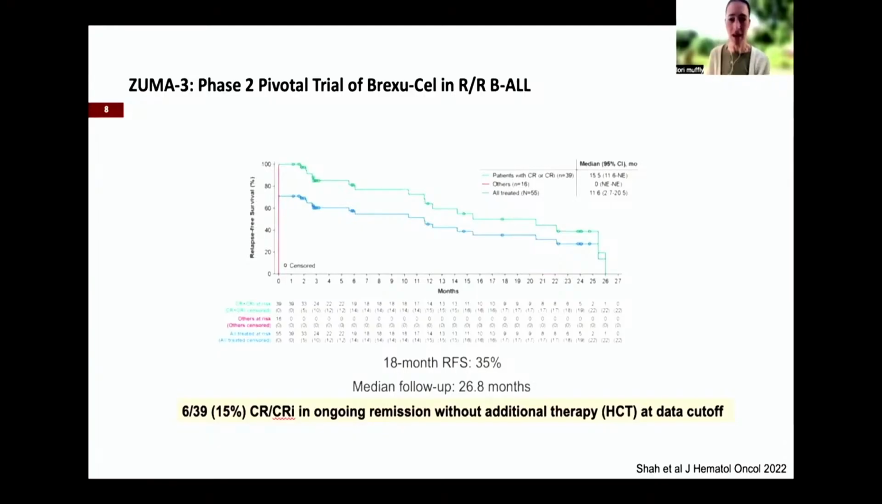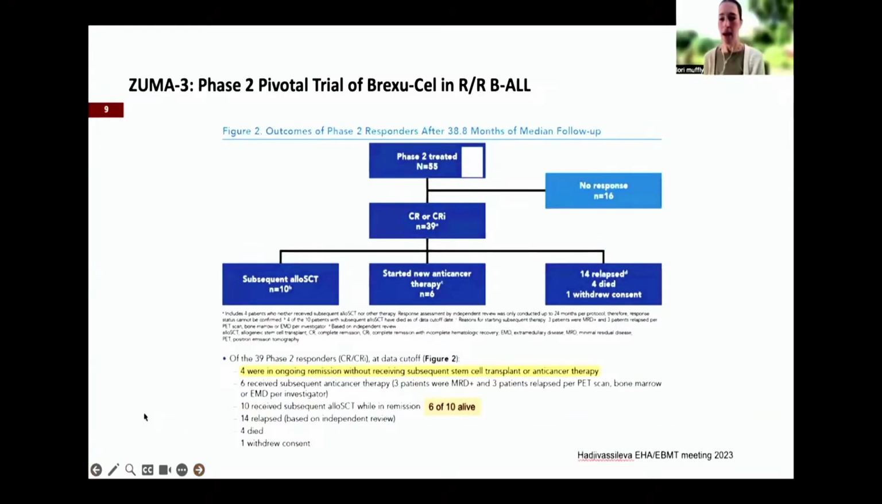However, when you look at the data and you really parse it out and look at the patients who did not receive a transplant after CAR T-cell, you see that only 6 of 39 of these patients were in CR/CRI without additional transplant. So 6 patients at this time cut. And then they actually updated their data again. And now with even further follow-up, so 38 months of median follow-up, you can see, and I've highlighted here, 4 were in ongoing remission without receiving additional transplant or anti-cancer therapy. And 6 of the 10 patients who got a subsequent transplant were alive.